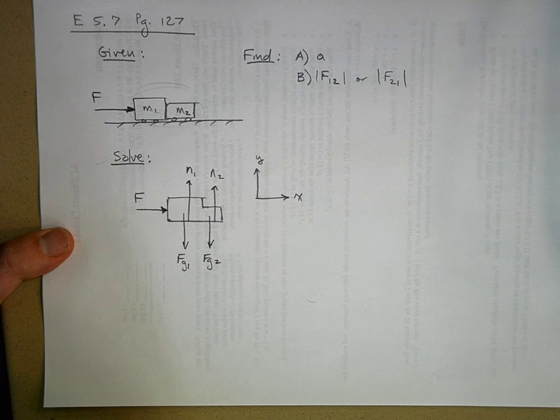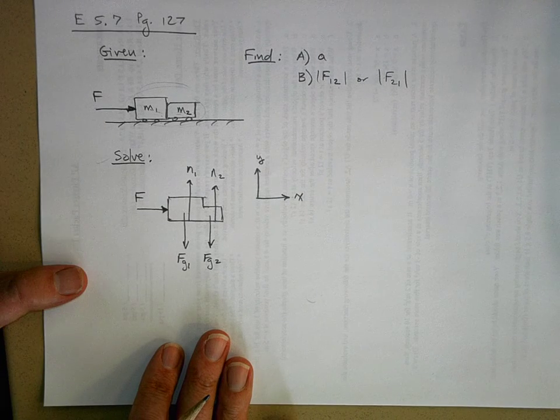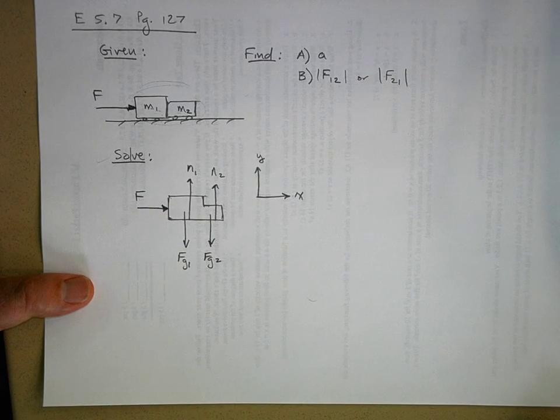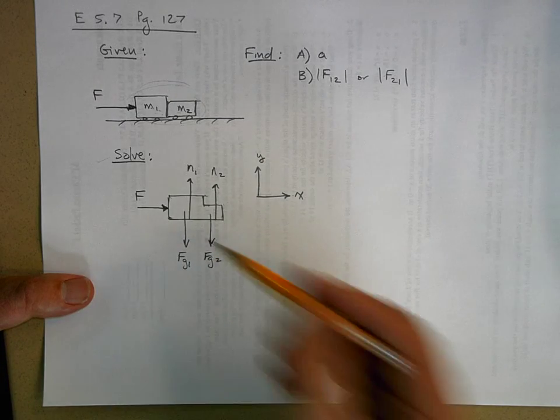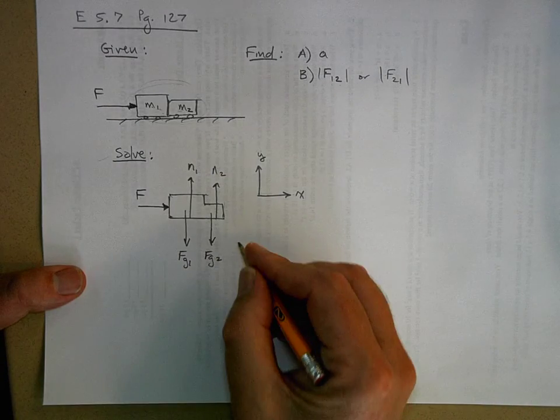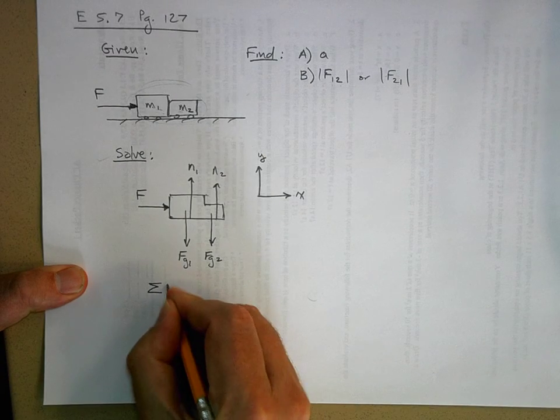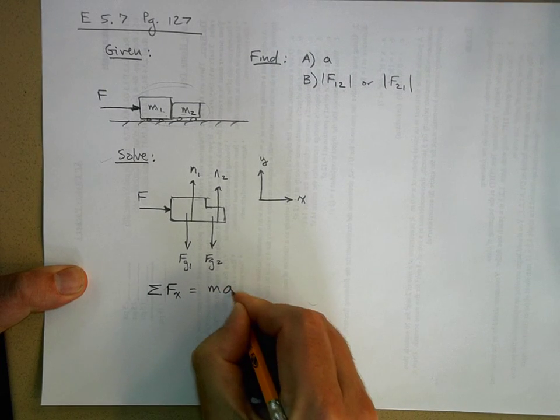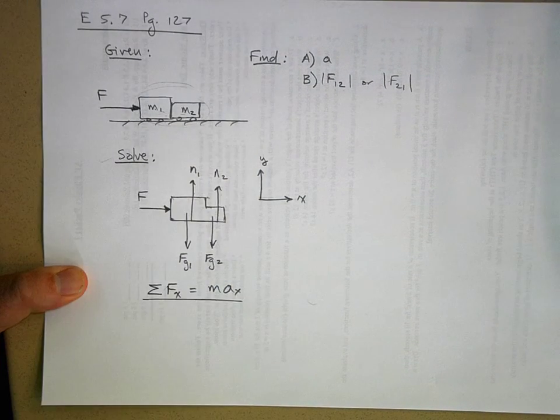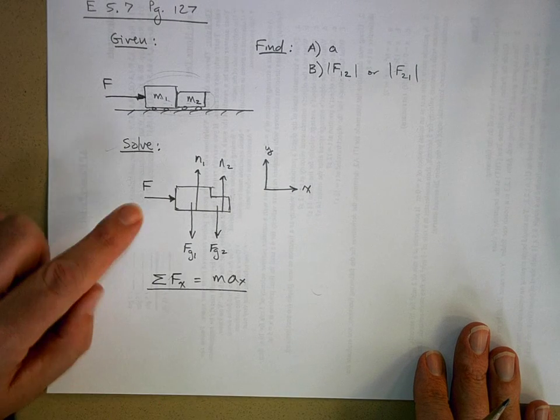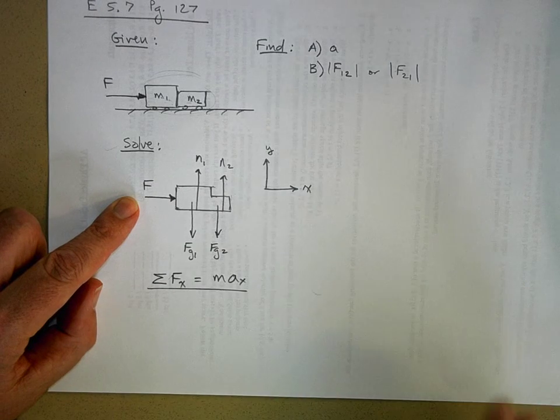Now, the next step is to apply Newton's second law. And I'm going to ignore the Y direction in this problem, because we don't need it. We don't need to know the normal forces, we don't need to know the weights or anything. So I'm going to say, let's sum the forces in the X direction equals M a in the X direction. Now we're going to add up all the forces in the X direction. Well, there's only one. F.